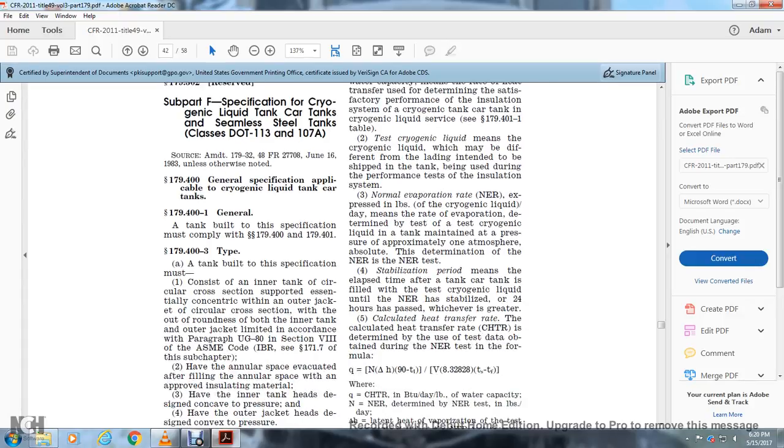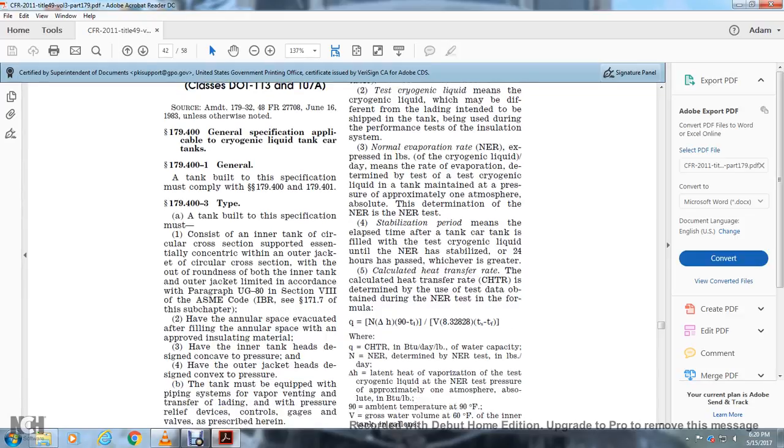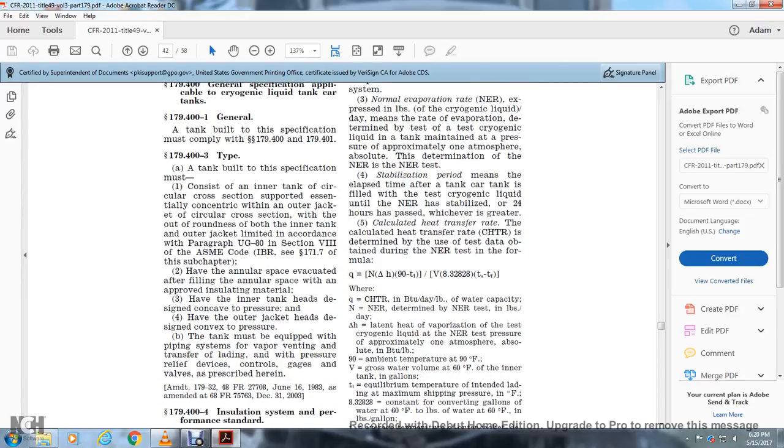The tank built with this specification consists of the inner tank with a circular cross-section, supported with the essential crown section, with the outer jacket, circular cross-section, with the outer roundness to both the inner tank and the outer tank, with limits on the corners per paragraph UG-80 in Section 8 of the ASME Code. They have the annular space evacuated, with the annular space filled with insulation material. The inner tank head is designed to be concave to the pressure, and the outer jacket head is designed convex to the pressure of the test.